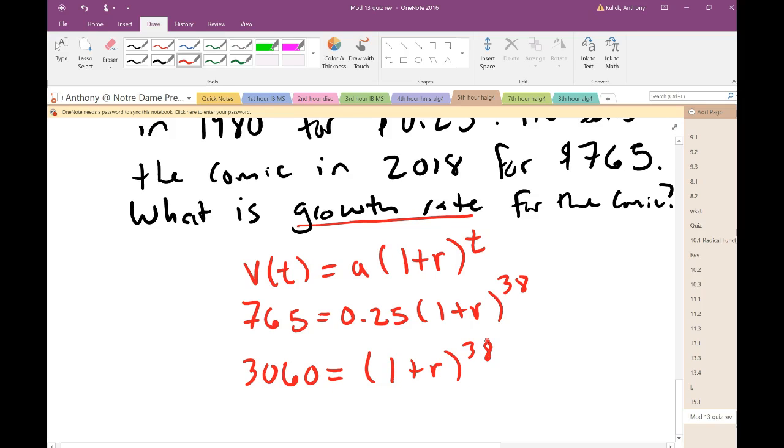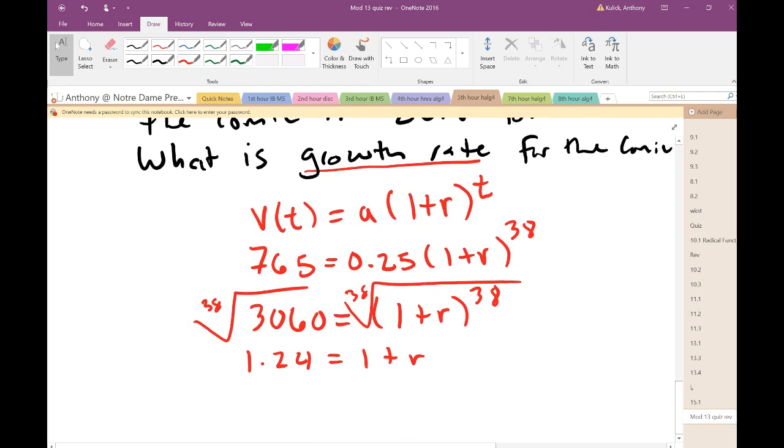Then what should I do? You could graph it, but we know enough to solve this algebraically even before we started chapter 15. How would I cancel out that 38th power? Yeah, 38th root. So you could still graph it and do it that way, but you don't need to. When I do that, I get about 1.24. So when I subtract 1 from both sides, the R is about 0.24 or 24%. And I would say per year.